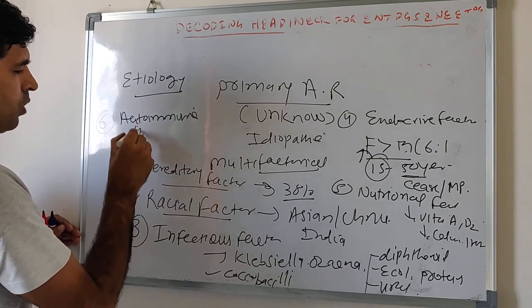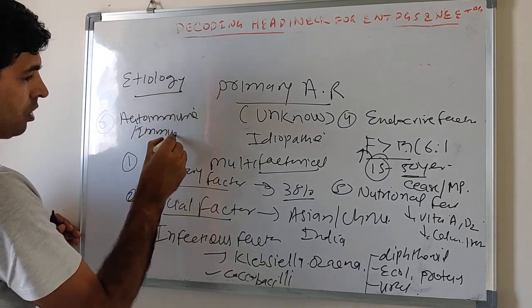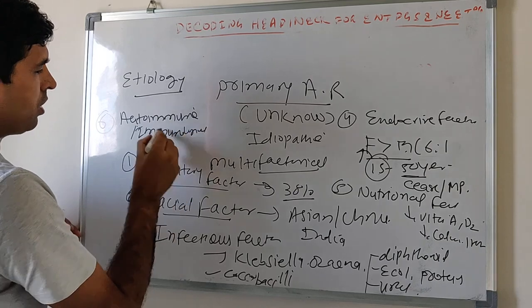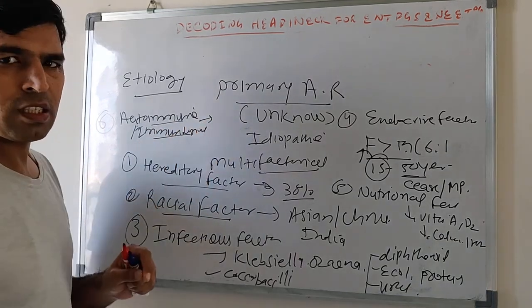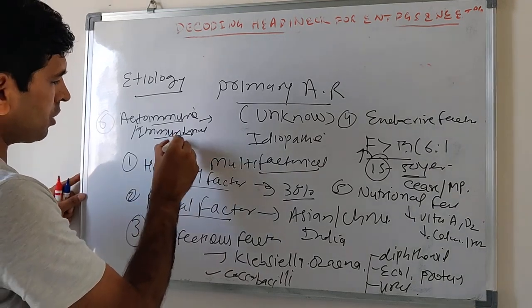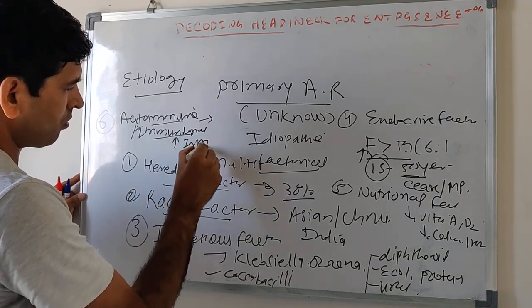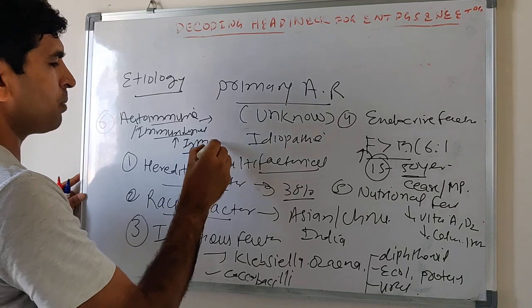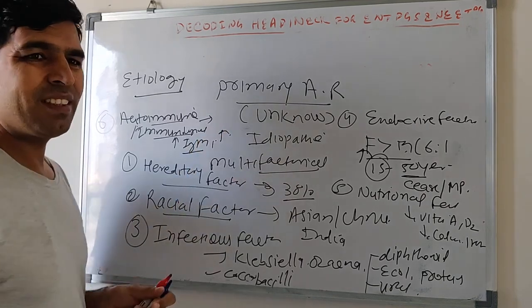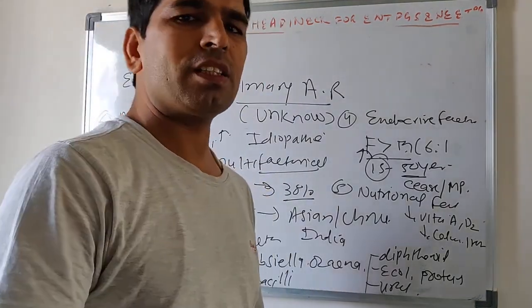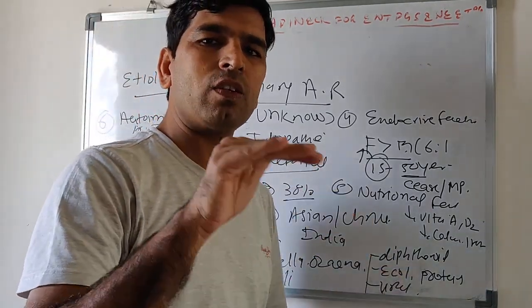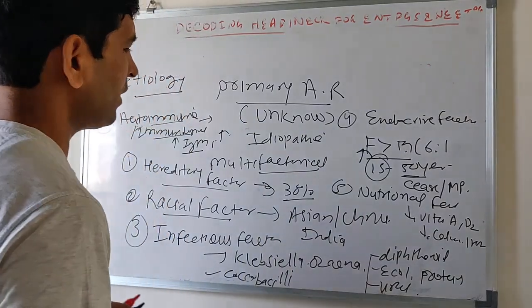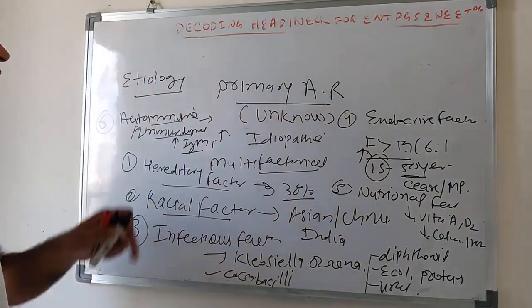Autoimmune or immunological factor. I have seen some autoimmune conditions affecting the nasal cavity. There may be an increase of IgM immunoglobulin, with a decrease in IgG or IgA levels, and a decrease in secretory IgM. So this is about etiology.